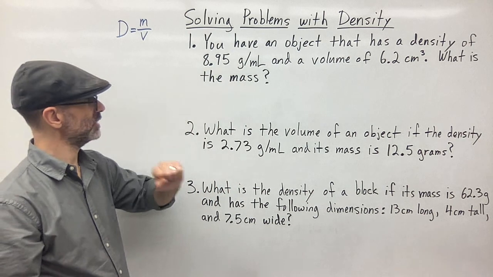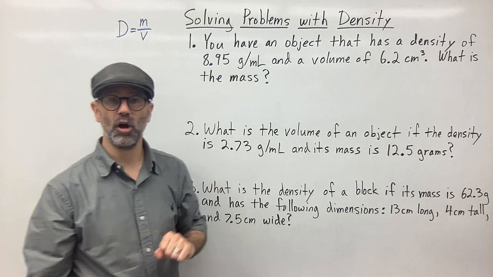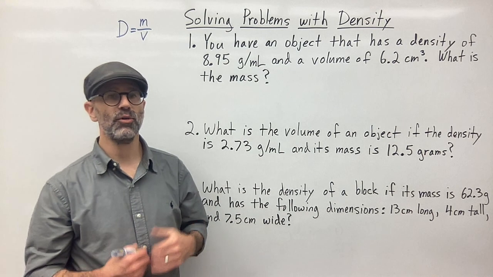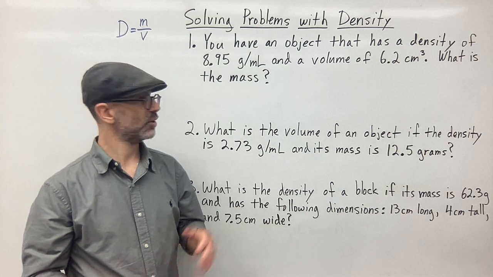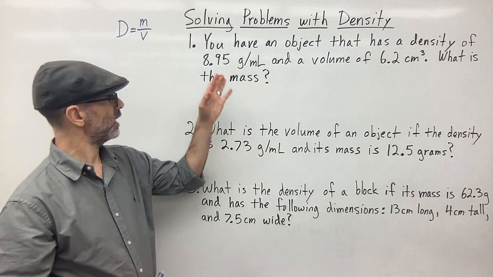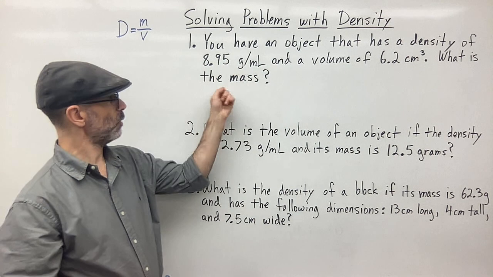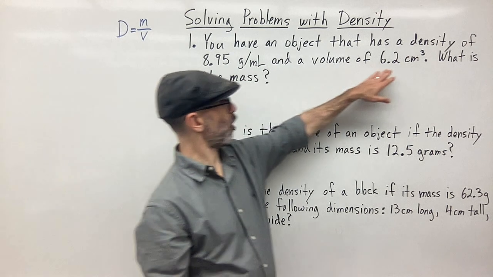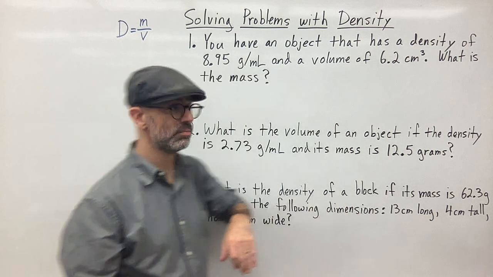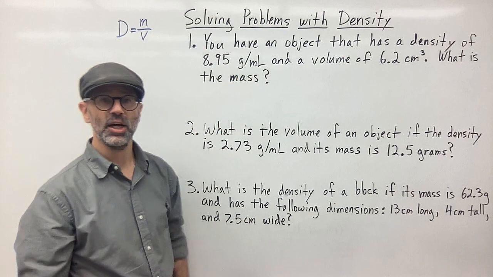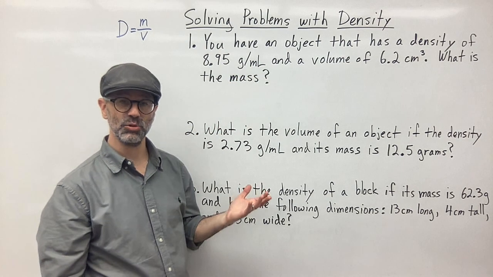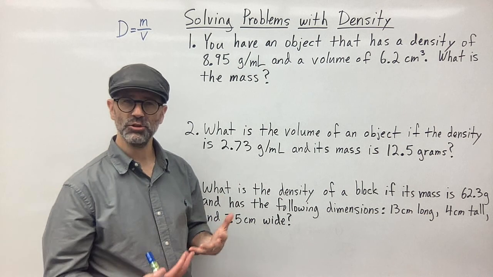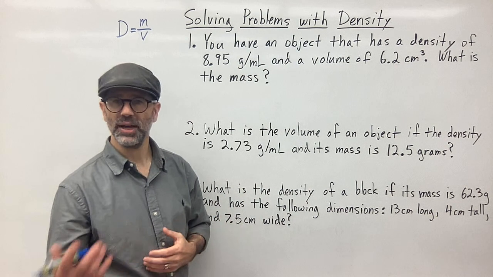We are given this density, and we're also given the volume of the object, which is 6.2 centimeters cubed. Right away, you're thinking, okay, they're giving you density in milliliters, and they want to find the mass. What's the mass of this object? We're given a volume in centimeters cubed here, but the density unit has milliliters. So how do we do this?